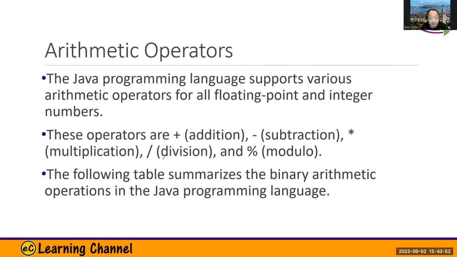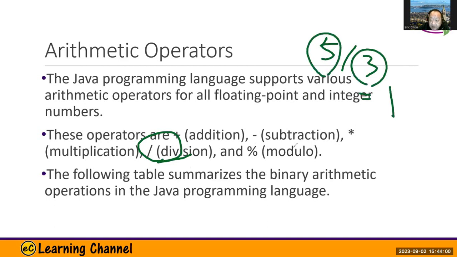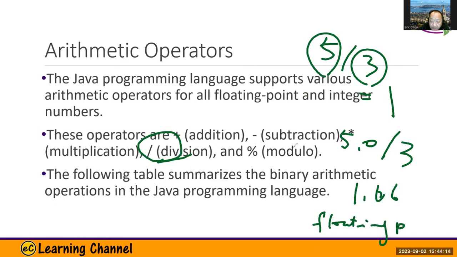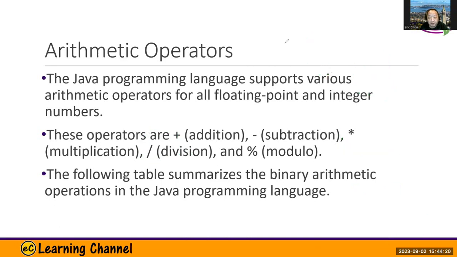More dangerous is this division. So if you have 5 divided by 3, you got 1, because it's integer divided by integer, you got an integer. If you have 5.0 divided by 3, you got 1.66 something, because this one is a floating-point division. This is the only thing that you need to be aware of, okay? So far, okay?